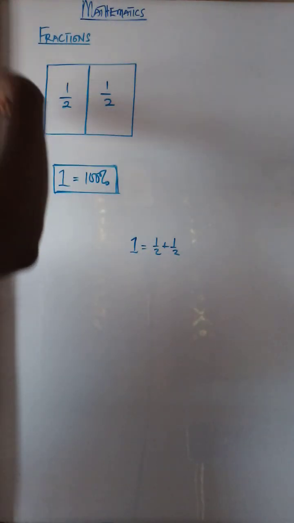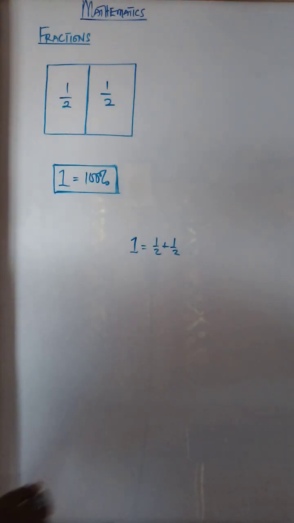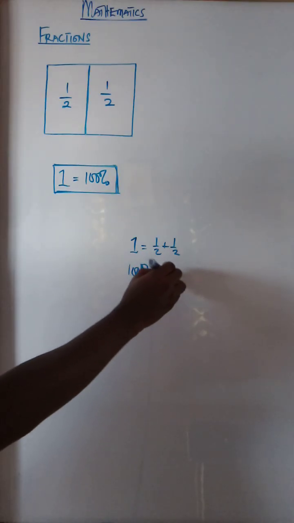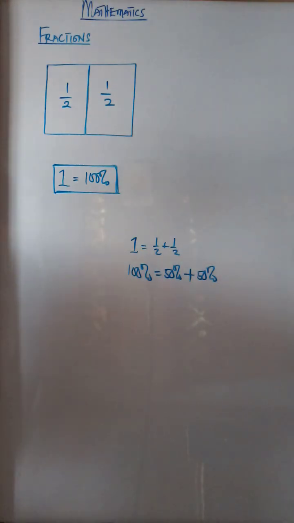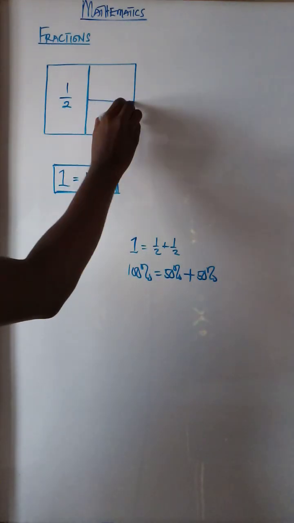So it was 100% before. This side is now 50%. This side is also 50%. So you can say the box was 100% before, but now it is into 50%. Okay, let's take this side and divide it into two.